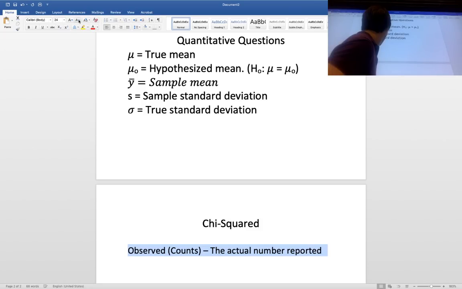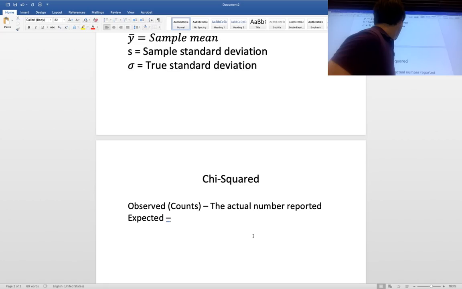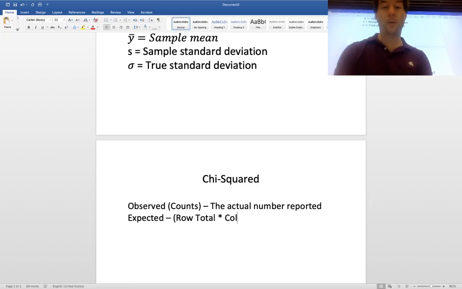There we go. So we have the observed, which are the counts. And then next we have with chi-squared, what do we have next? We also have the expected. So it's important to know what your expecteds are, and the expecteds are actually what we would expect via random chance. So the expected values are merely going to be row total times column total. Let's do a definition instead: row total times column total over grand total.